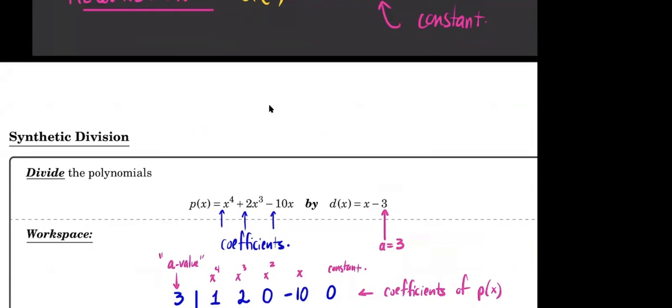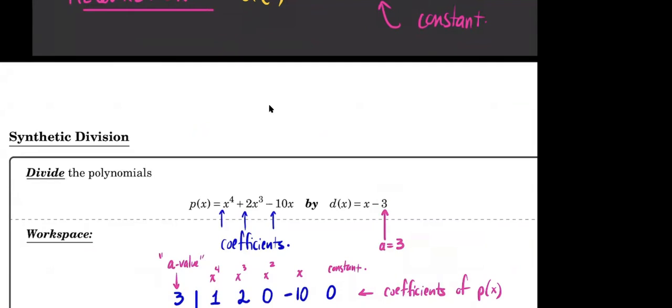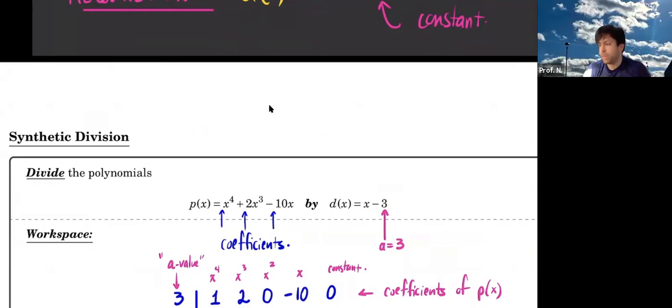So if it was x plus 3, would the a value be negative 3? Perfection. Yes, that's right. So you'll see that, I believe, in the next one.